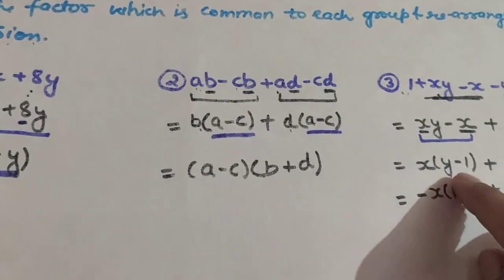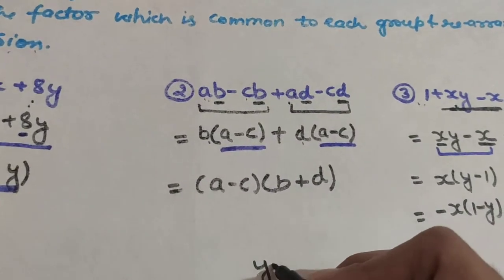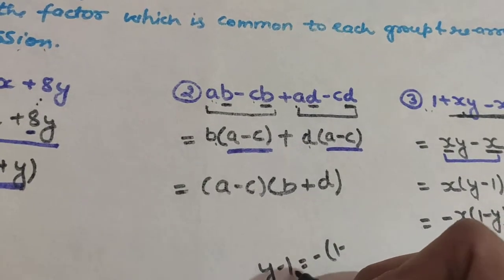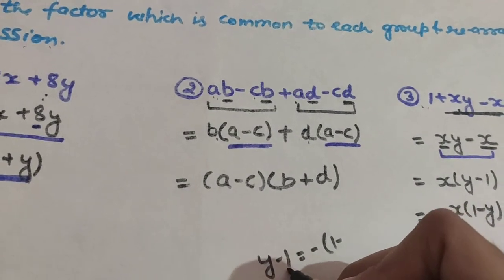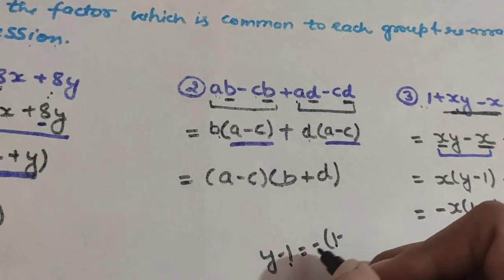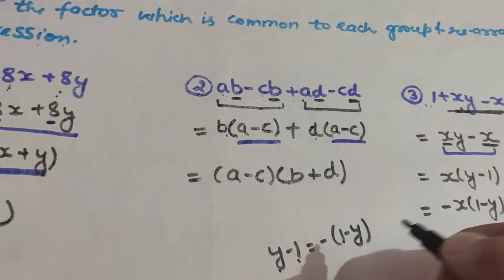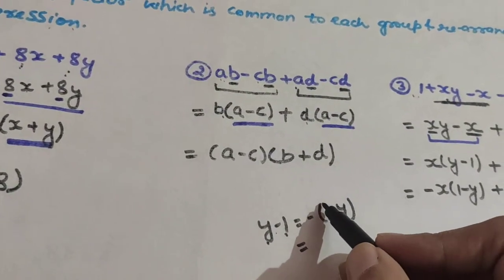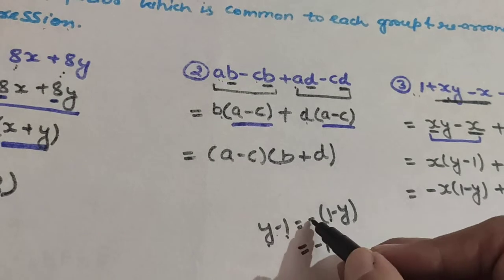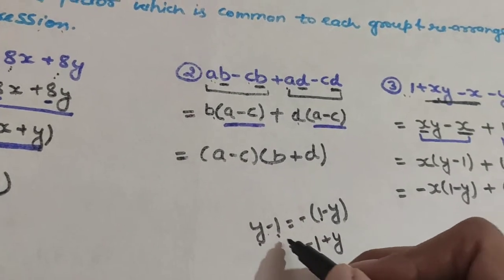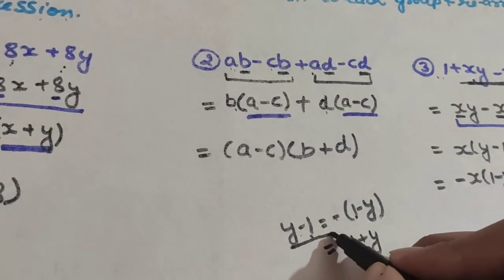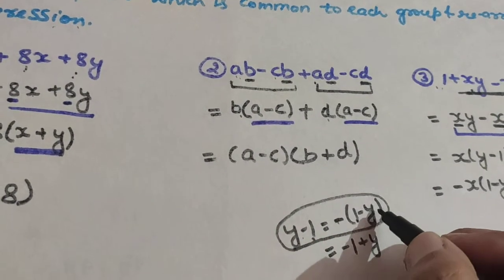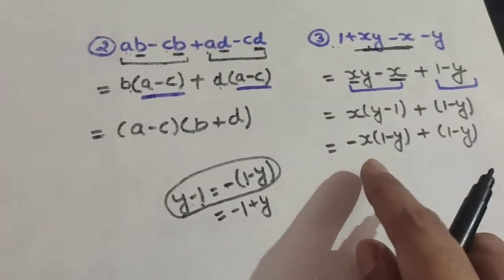Why have I done this? Because y minus 1 is equal to minus times 1 minus y. When we take out the minus sign common, negative 1 will become positive and positive y will become negative. You can cross check this; these two will be equal. Open the bracket: minus 1 minus minus y becomes plus y, so minus 1 plus y. These are equal, so we can write y minus 1 as minus common and 1 minus y in the bracket. So I have done this.